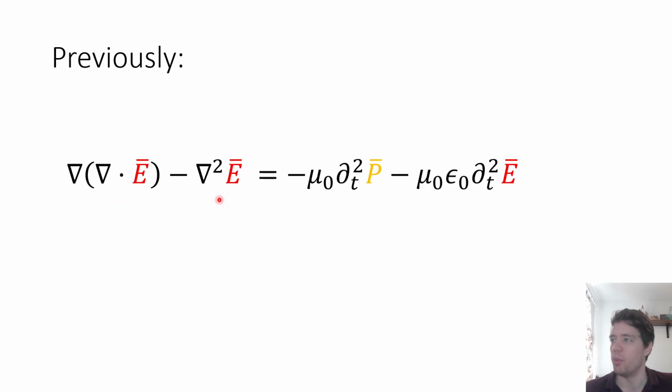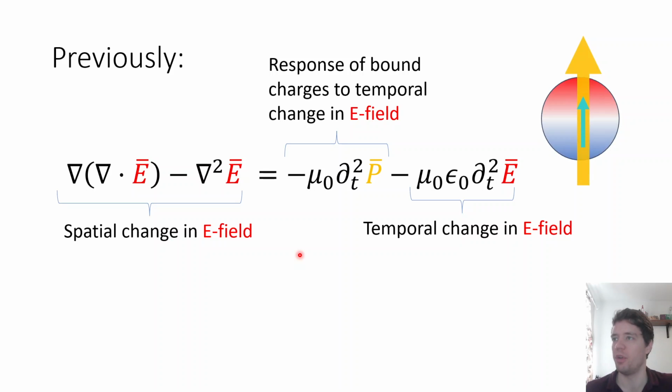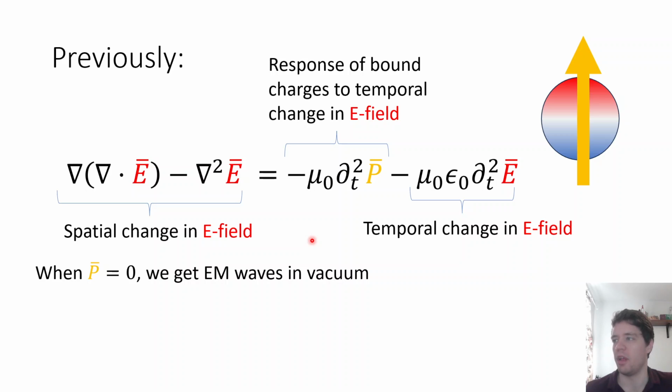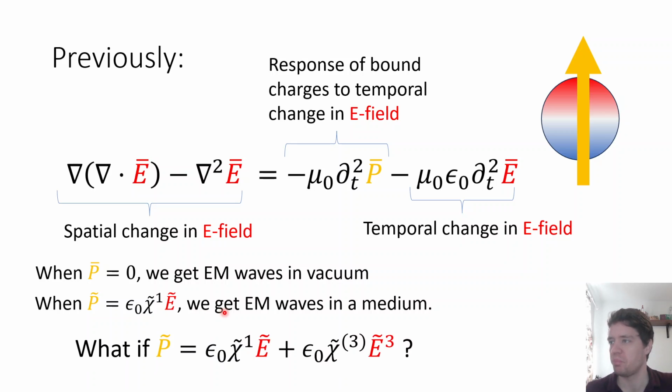In a previous video, I explained how to derive the following equation which relates spatial changes in the E field to temporal changes in the E field, as well as to the response of a material that the E field might be propagating through. In the very simple case where P is equal to 0 always, then this equation will simply describe the propagation of EM waves inside of a vacuum. In the slightly less simple case where P is linearly proportional to the applied E field, then we get an equation for the propagation of EM waves inside of a medium.